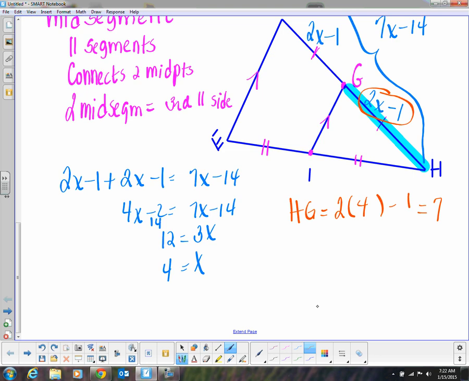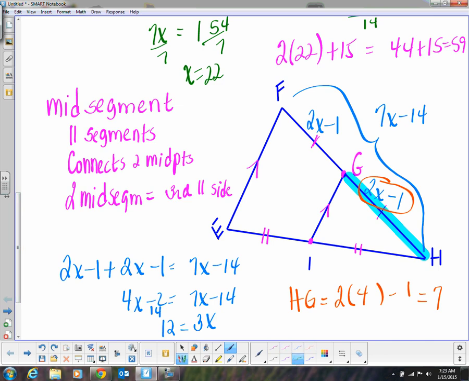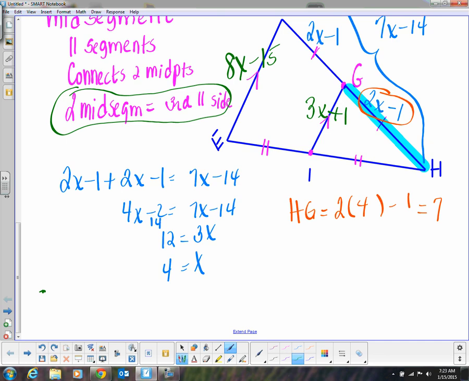Okay, next. Kayla. 5? Okay, so we're still working with this diagram. So on 5, I told you that this segment is 3x plus 1, and I told you that EF is 8x minus 15. What's the relationship? 2 mid-segments equal the third side. So what will this equation be? Right.